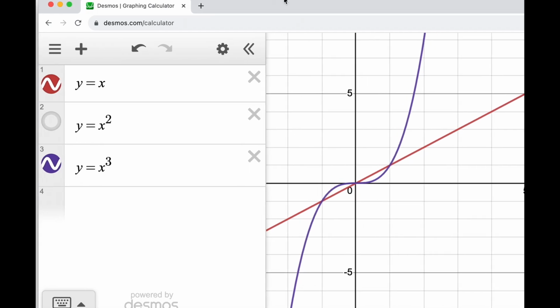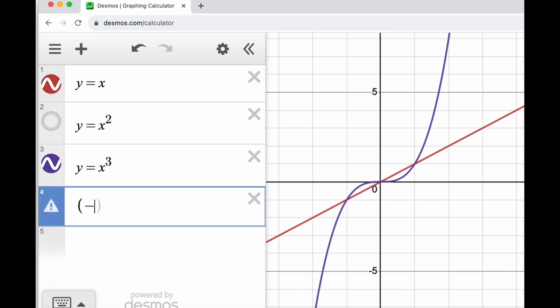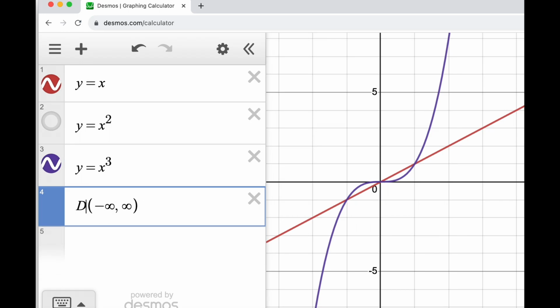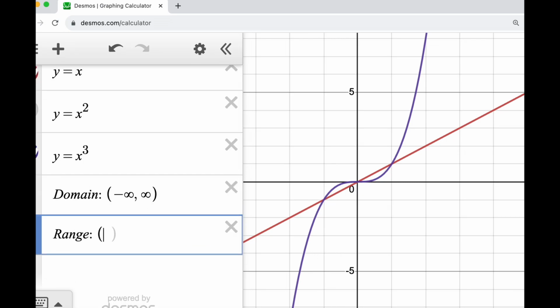Y equals x and y equals x cubed have certain things in common. They both will extend to the right forever and to the left forever. There's no restriction on the x values that you can plug into x cubed. So both of them have the same domain. The domain is negative infinity to infinity. When it comes to their ranges, they both extend upward forever and downward forever. And so they have the same range.